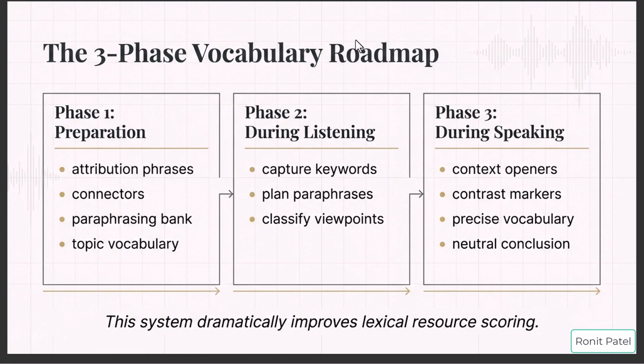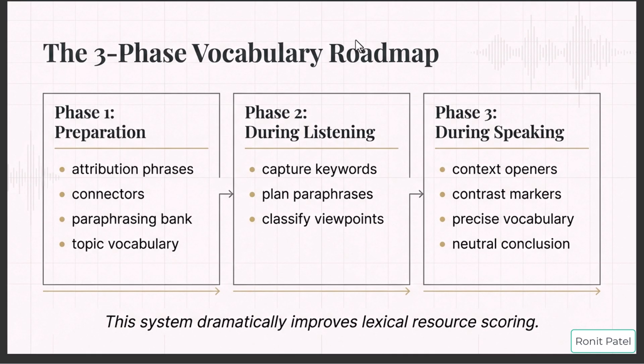Now, this slide is extremely strategic. It shows vocabulary is not random, it is phase based. Phase 1 is preparation. Before the exam, build your toolkit. Focus on attribution phrases, connectors, paraphrasing back, and topic vocabulary. Some examples of attribution phrases that I can provide are: the first speaker argued, another participant suggested, and the final speaker emphasized. Such phrases make your response sound academic and structured.